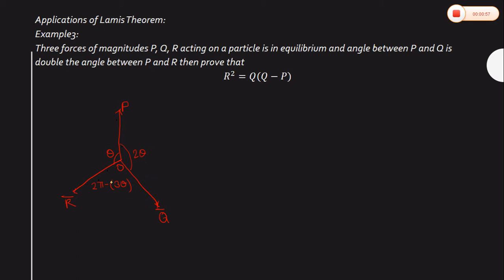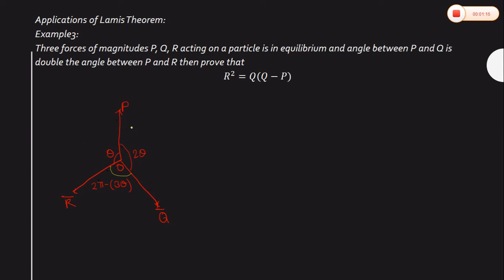And we know that the total angle of the circle is 360 degrees, that means 2 pi. So this is theta, this is 2 theta. Therefore, the addition of these two angles is 3 theta, and the remaining angle is nothing but 360 minus 3 theta, that means 2 pi minus 3 theta. So now I am writing the solution.